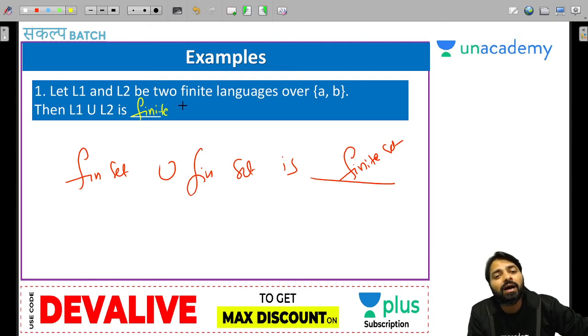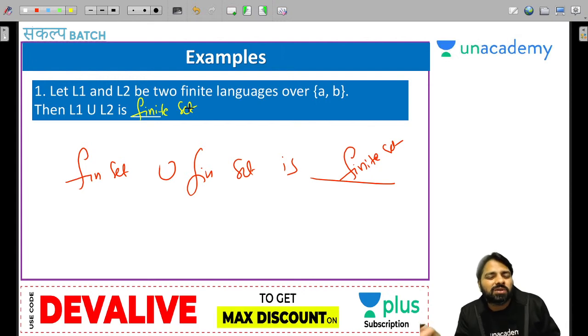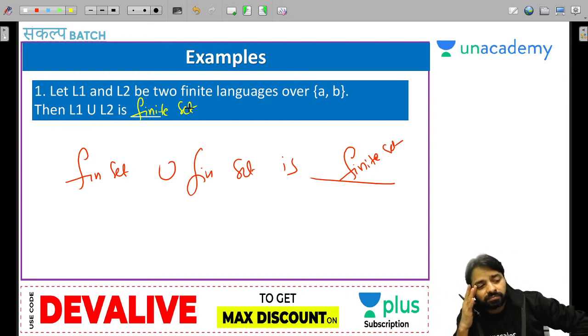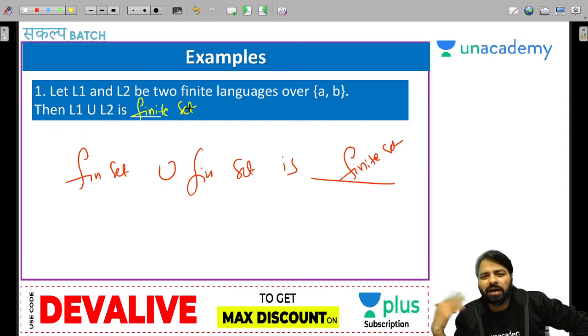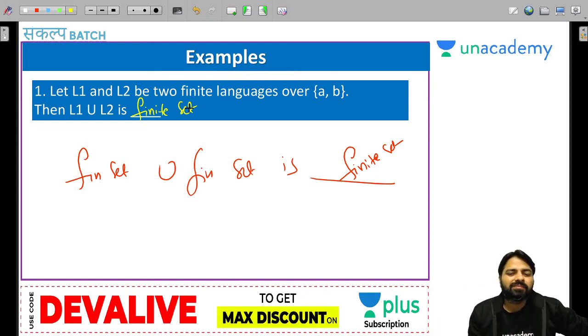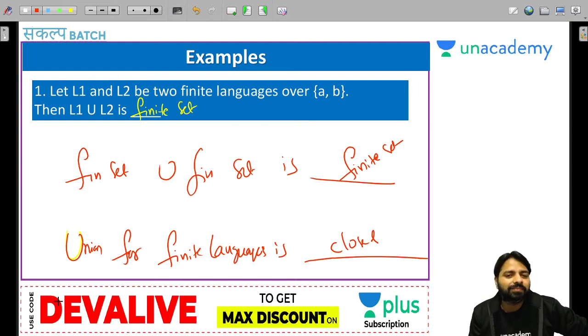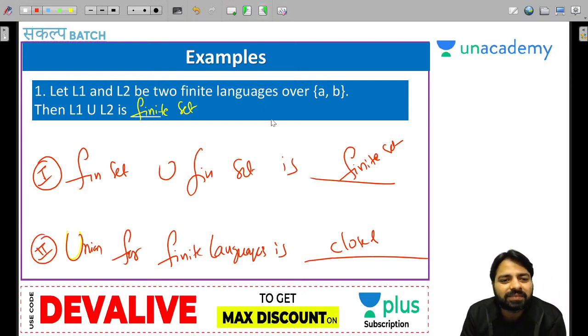Don't say closed. I didn't ask about union. I asked about the result. Lavjit, don't say closed. I didn't ask whether union is closed or not. I asked L1 union L2, what is this result? Finite. So in the exam they may ask regular, they may ask CFL, they may give any answer. When I ask about union for finite languages, then say closed. That is a different sentence, completely different. Both are different. Okay, next one.